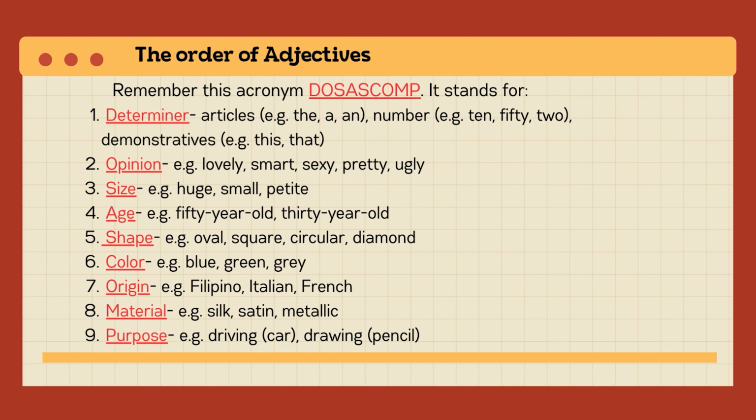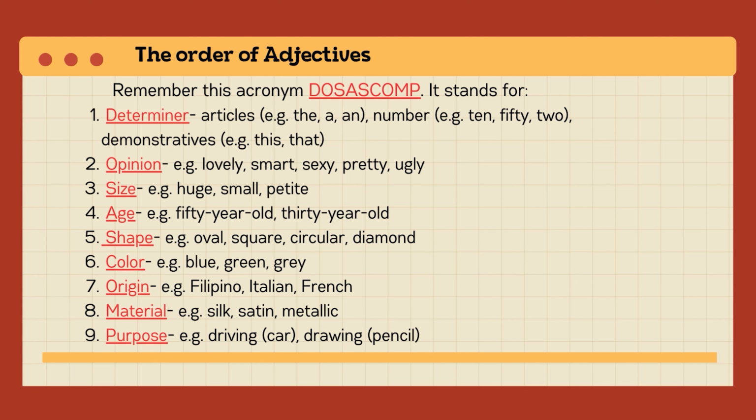Articles, numbers, and demonstratives are considered to be a part of the order of adjectives. They must always come before adjectives and the nouns they modify. Articles like the, a, and an; numbers like 10, 50, or 2; demonstrative examples: this, that, and those.